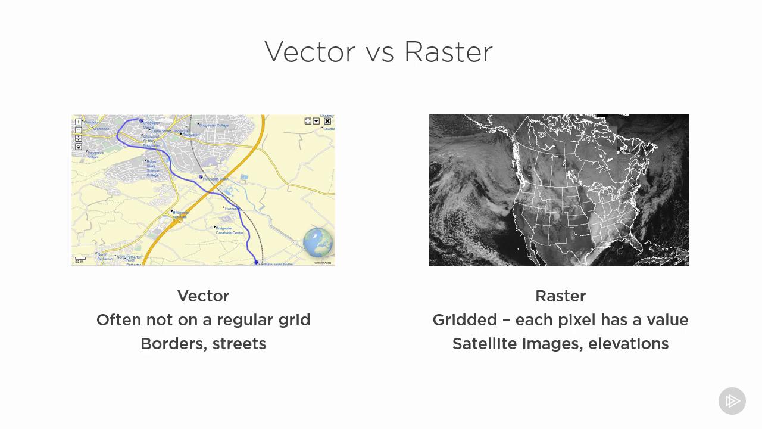Vector data is ideal for describing physical boundaries, such as country borders or streets. It's also ideal for creating location markers on your map, and that's what we're going to do in the next lesson.